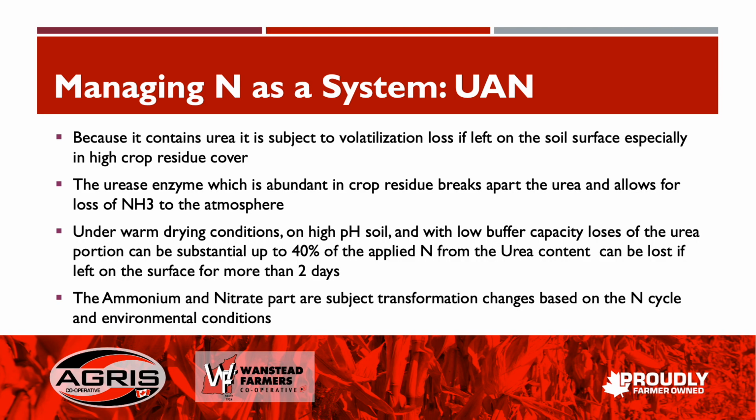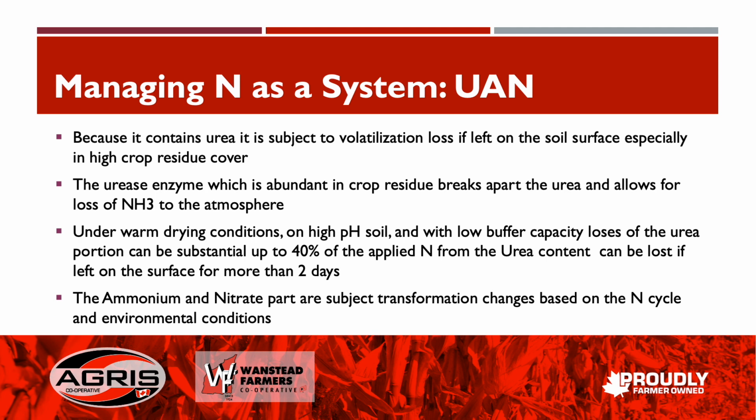Because it contains urea, it is subject to volatilization losses if left on the soil surface, especially when there's a tremendous amount of crop residue. It's the urease enzyme, which is abundant in crop residues, that breaks apart the urea into ammonia, and it's subject to loss back into the atmosphere. Under warm, drying conditions, high pH soils, sandy soils, and low buffering capacity, the losses of urea can be quite substantial. If left on the surface for more than 2 days unincorporated, you can lose up to 40% of the urea portion.